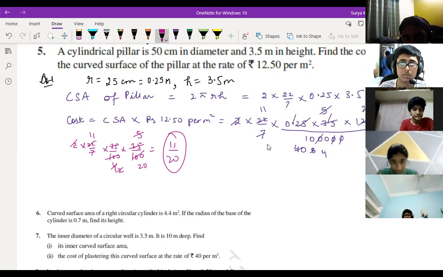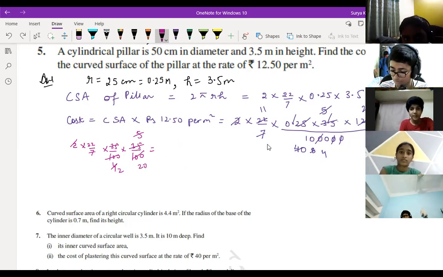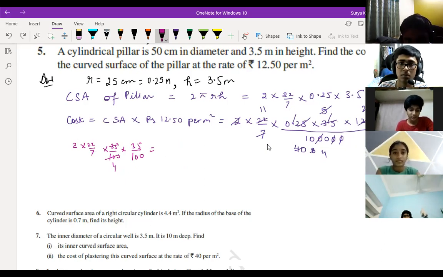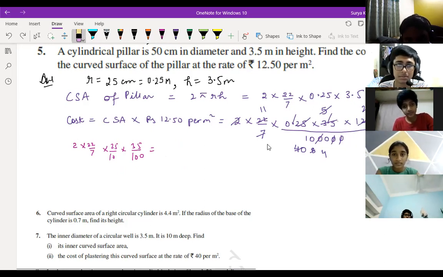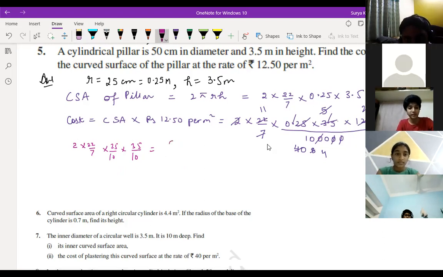How did 35 by 100 come, Sai Charan? 35 by 10 will come now. You told 35 by 100 over here. Yes, sir. Sahil, Sai Charan, here this is 10, no? Again we're doing the same thing. By 10. Yeah, sir, then you'll get 5.5. So 5.5 into 12.50, then you'll get 68.75 only.